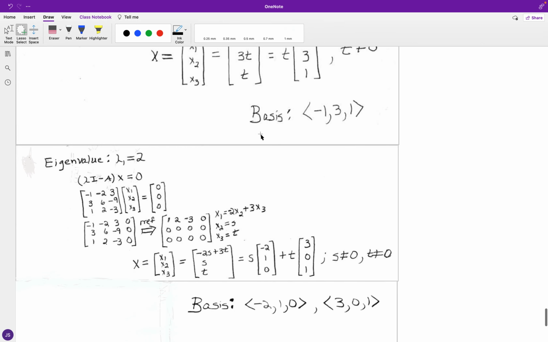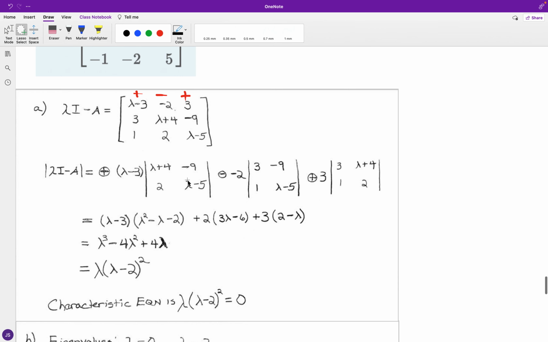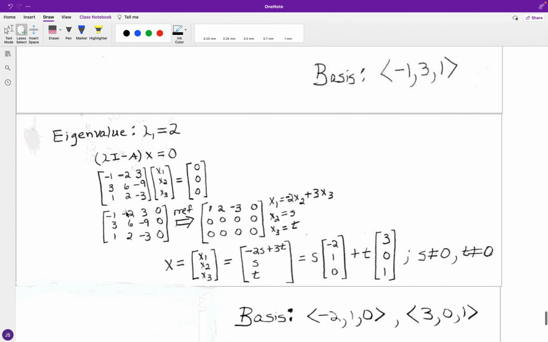So working with this one, if I plug in 2 for lambda, we would have going back 2 minus 3, 2 plus 4, 2 minus 5, going diagonally. And so for this we have -1, -2, 3, 3, 6, -9, 1, 2, -3, for the result of lambda I minus A, as lambda is equal to 2. And so we had lambda 1 at 0, and so we just say we have lambda 2 is equal to 2.